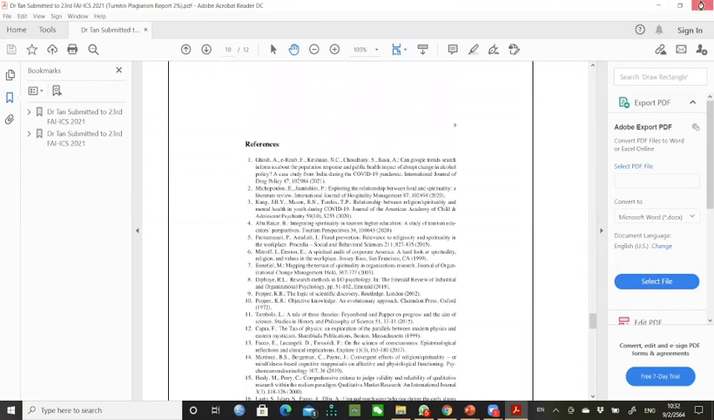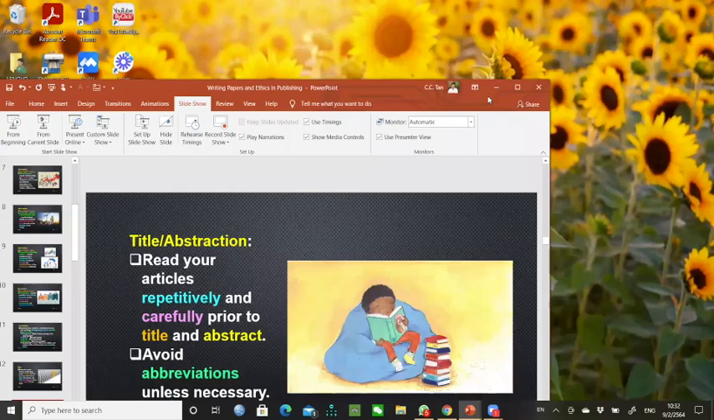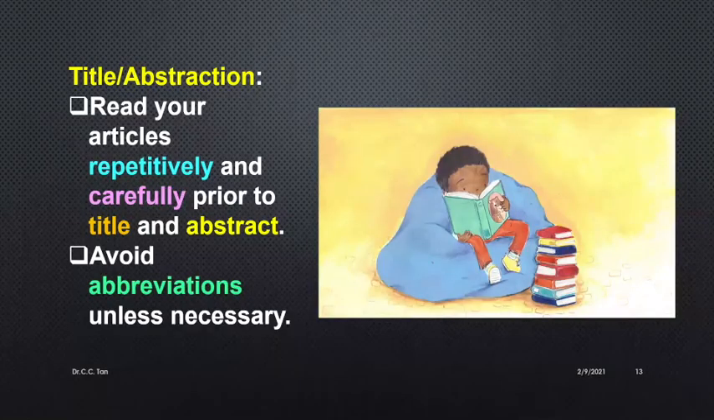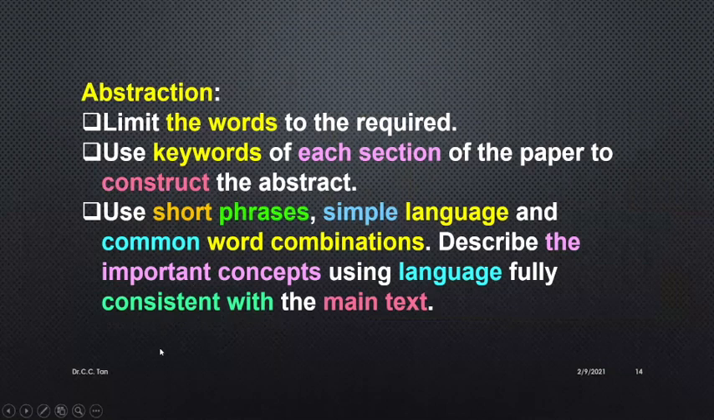Again, what I'm trying to say is that the titles should be very unique. Avoid abbreviation unless people know your situation, like AI; otherwise avoid it unless necessary. Limit the words to the required 150 words, for example. Use keywords of each section of your article.